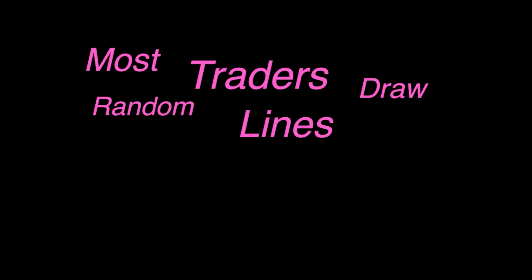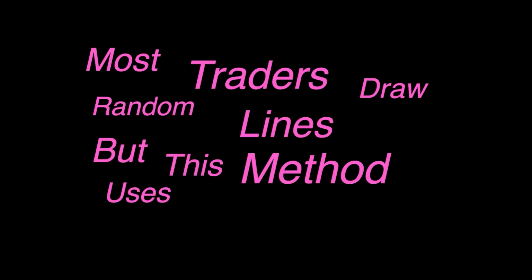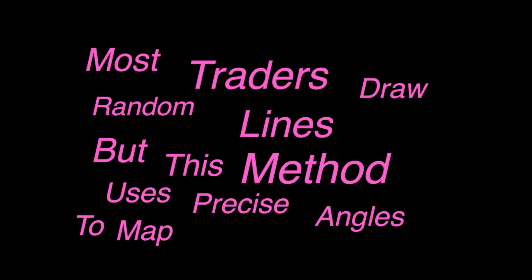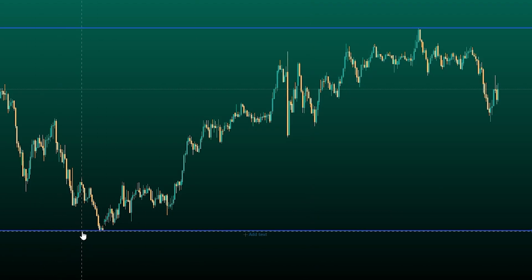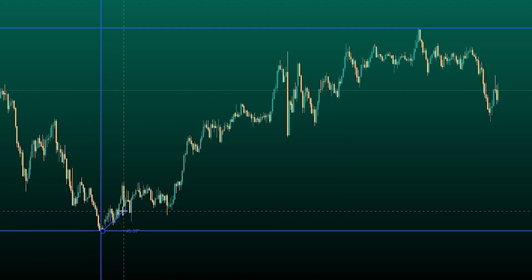Gann Angles. Most traders draw random lines, but this method uses precise angles to map the market. First, you mark an extreme low and an extreme high using horizontal lines. These levels define the key range of the market. If you're looking for buying opportunities, you focus on the extreme low. From that low, you draw a 45-degree angle, which represents a balanced trade.